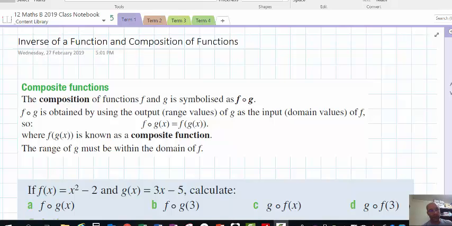Okay, in this video we're looking at two things: the inverse of a function and composition of functions. And the second one you might have seen a bit of before, hence the phrase composite functions. Okay, so the composite of a function is a function of a function, and it's often denoted like that.